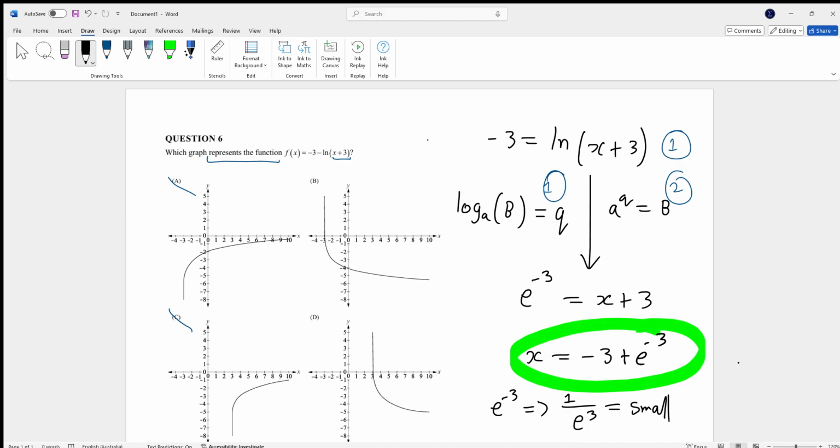Which makes sense, because if you have a very small positive number added to a negative, it will be slightly in front of it here, and it will be slightly in front of it here. However, it's still going to be a negative number, so the best option here is going to be B, okay? Because here, negative 3 plus 1 over e to the 3 is approximately still negative 3. So B is your most correct answer there, okay?